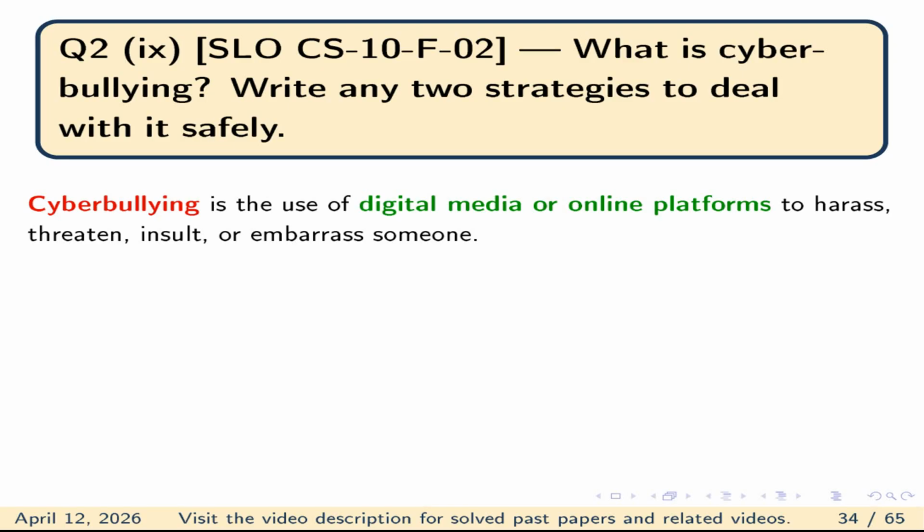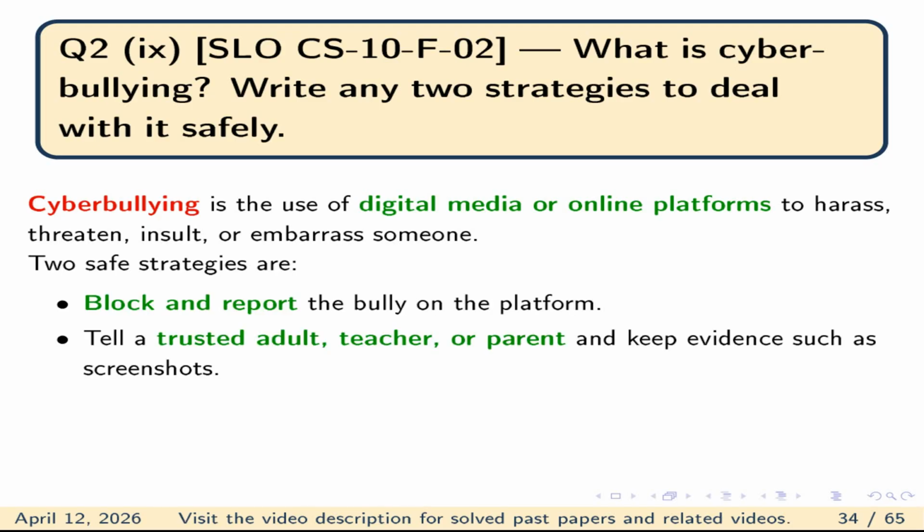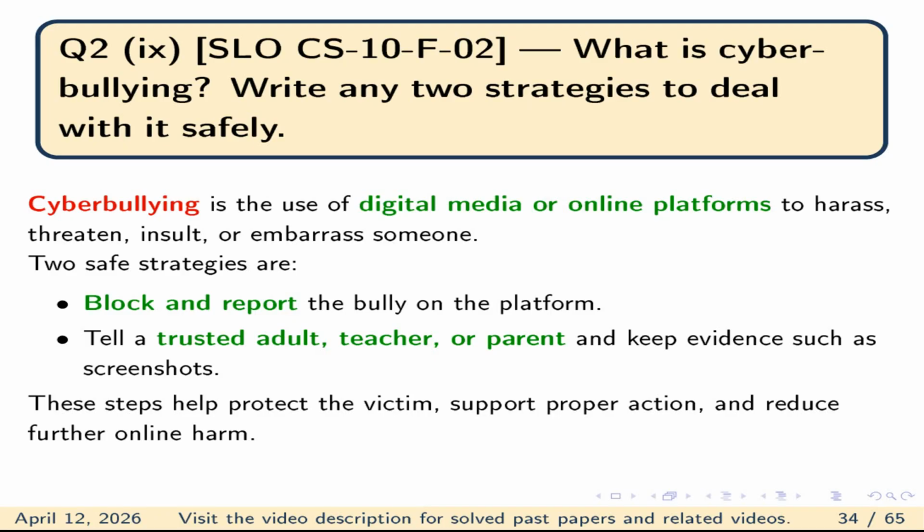Part 9th: What is cyberbullying? Write any two strategies to deal with it safely. Cyberbullying is the use of digital media or online platforms to harass, threaten, insult, or embarrass someone. Two safe strategies are: block and report the bully on the platform, tell a trusted adult, teacher, or parent, and keep evidence such as screenshots. These steps help protect the victim, support proper action, and reduce further online harm.